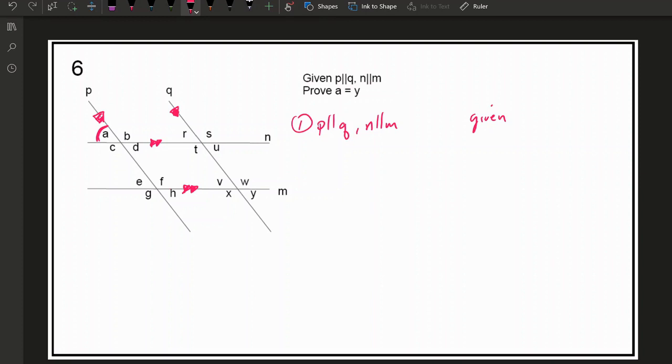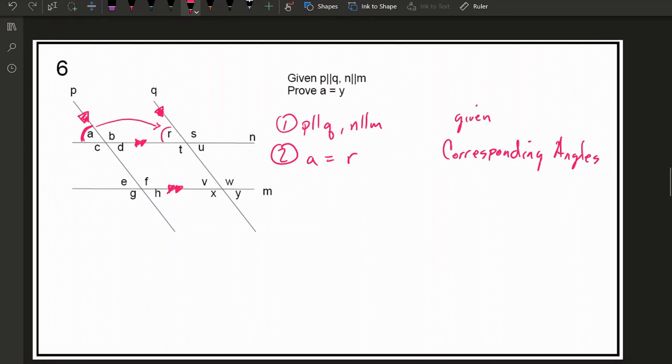The way I would do this is I would say angle A can jump over here to angle R using corresponding angles. So I'd say step 2, angle A is equal to R because of corresponding angles. And now once I'm at R, I can go from R to Y because those are alternate exterior angles. Step 3, R is equal to Y because of alternate exterior angles.